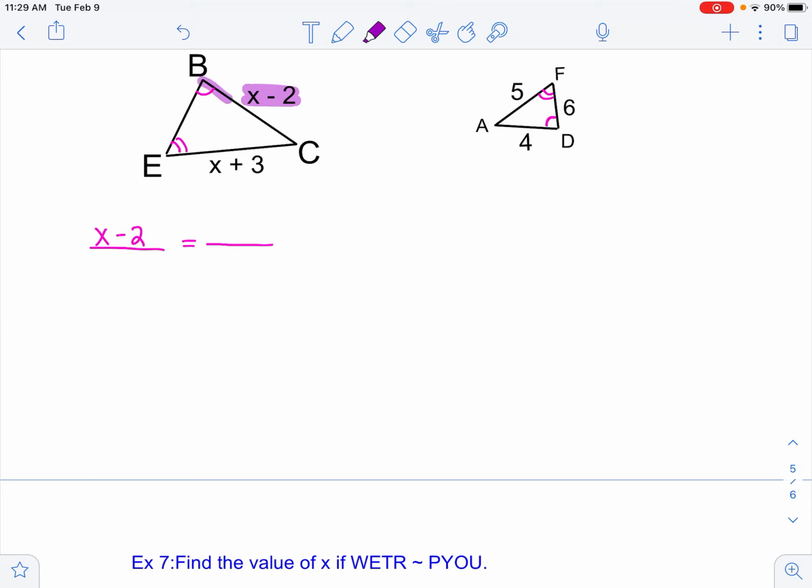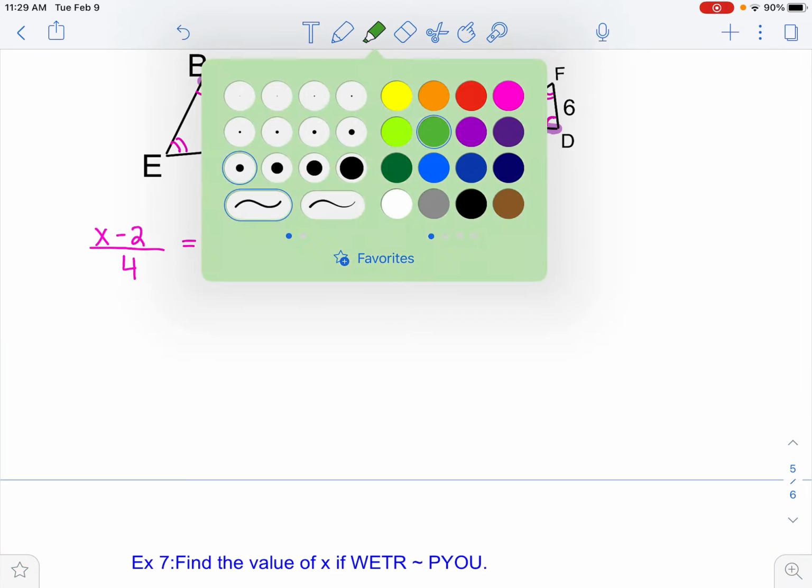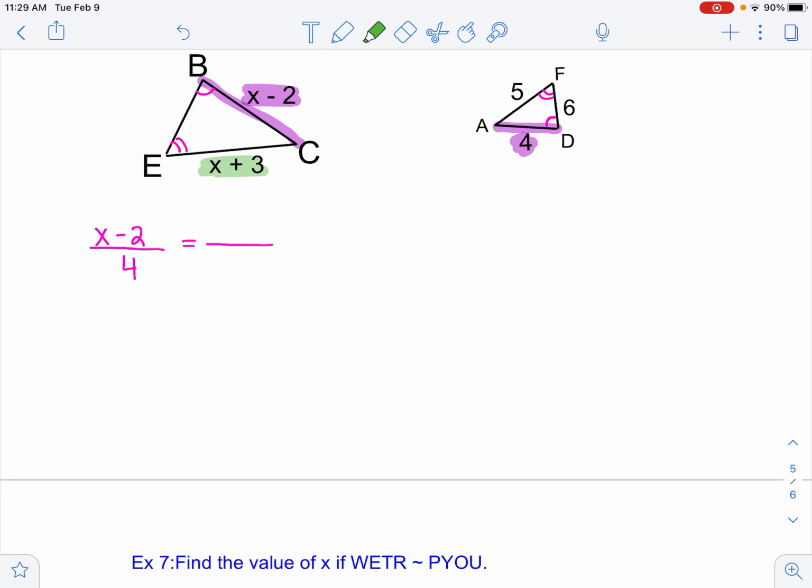All right, I need to know what that corresponds to. So if you look, this is in between 1 tick mark and no tick mark. 1 tick mark and no tick mark corresponds to 4, so it's going to be over 4. Then I come back over here and say, okay, I'm going to choose x plus 3 because I have to use that. So x plus 3 goes in my numerator because it's on the left. And I look to see it's in between 2 and no tick marks. 2 and no tick marks is going to go over the 5.